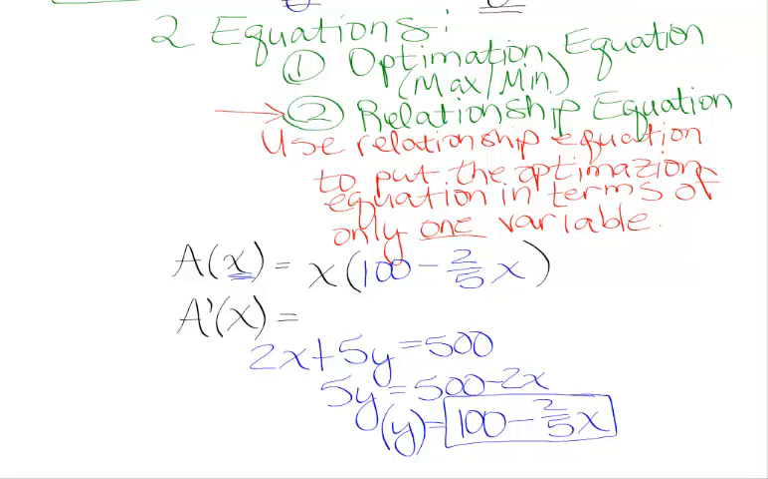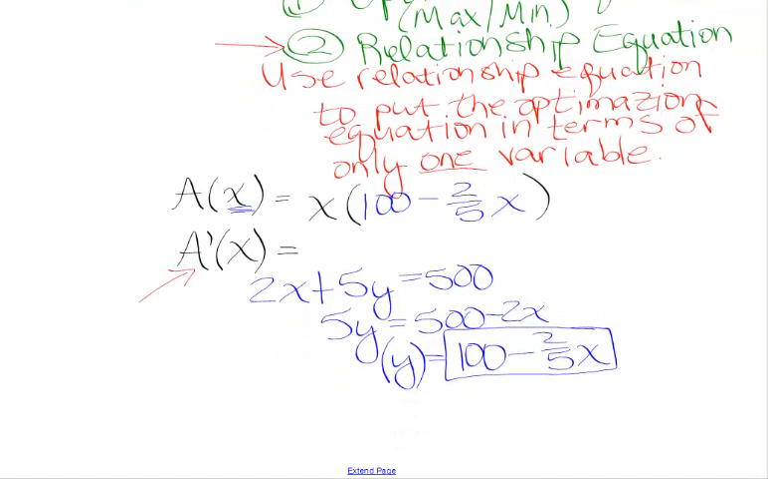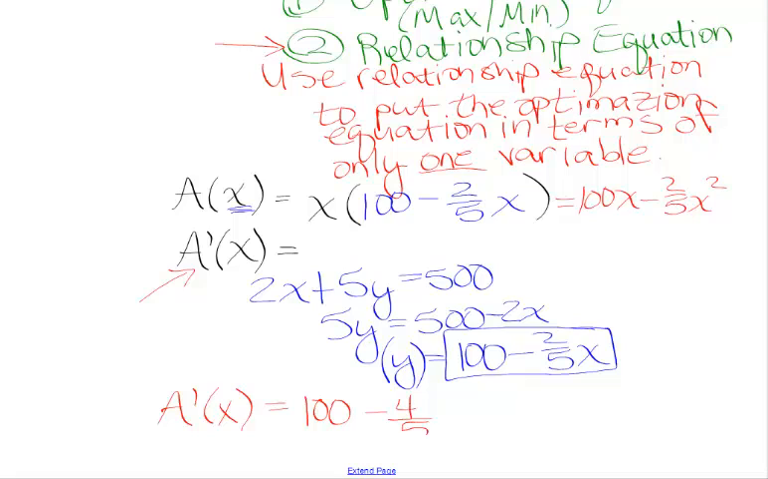The next step in the process is to maximize that function. So I'm going to clean this up a little bit. I'm going to distribute that x to make my derivative easier. So A prime of x is 100 minus 4/5 x. I need to know where that equals 0. This is my derivative function.